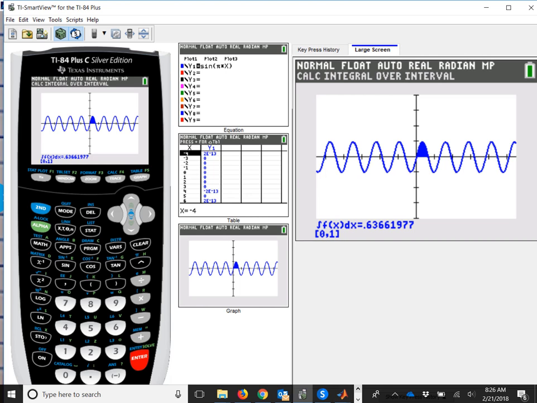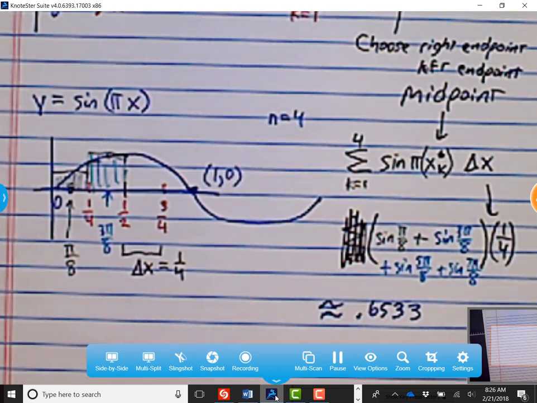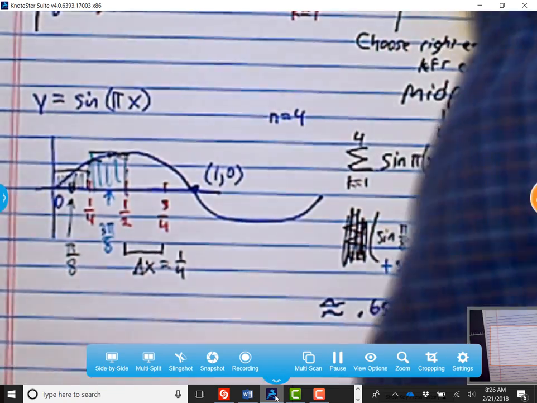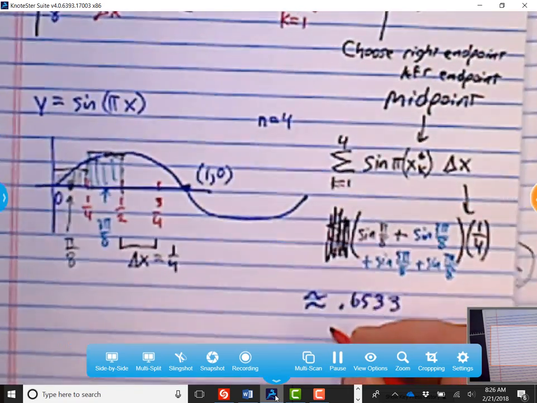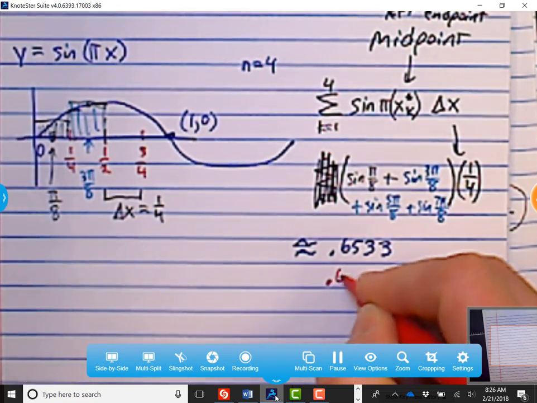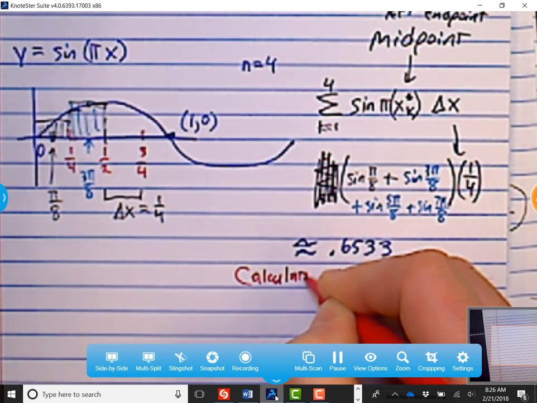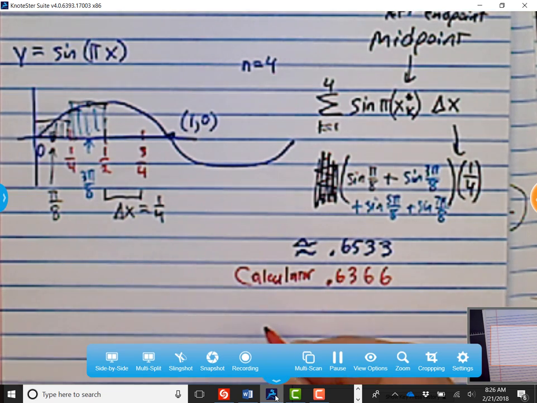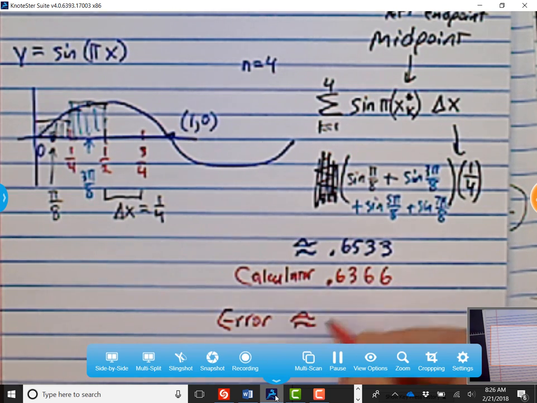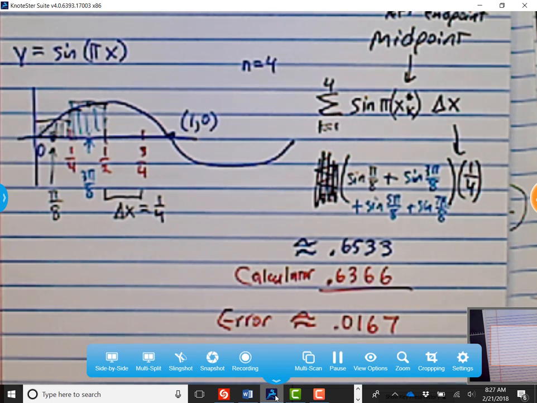That's not bad, huh? Right? So you have 0.6533, whereas the calculator gives 0.6366, okay? So if you want to talk about error, and you say, well, how far off am I? Well, we could subtract. So if we subtract, we have 0.0167. That's not bad.